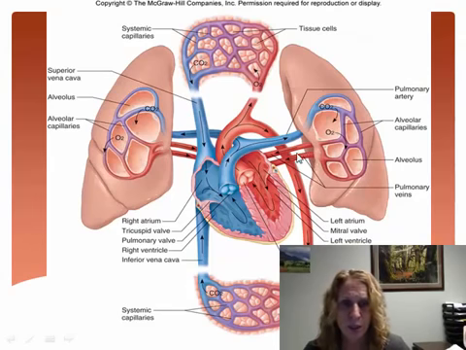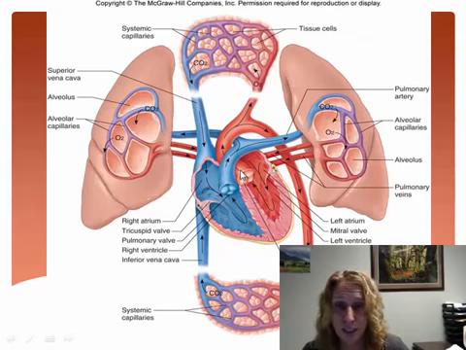It comes back along the pulmonary veins into the left atrium. So we have 4 pulmonary veins, 2 from the left and 2 from the right, entering into the left atrium. From the left atrium, it travels through the tricuspid valve into the left ventricle. Thicker walls here because this blood is going to be pumped throughout the body. This valve here is the aortic valve, so you can imagine that the blood is then flowing through the aorta and out to the body.